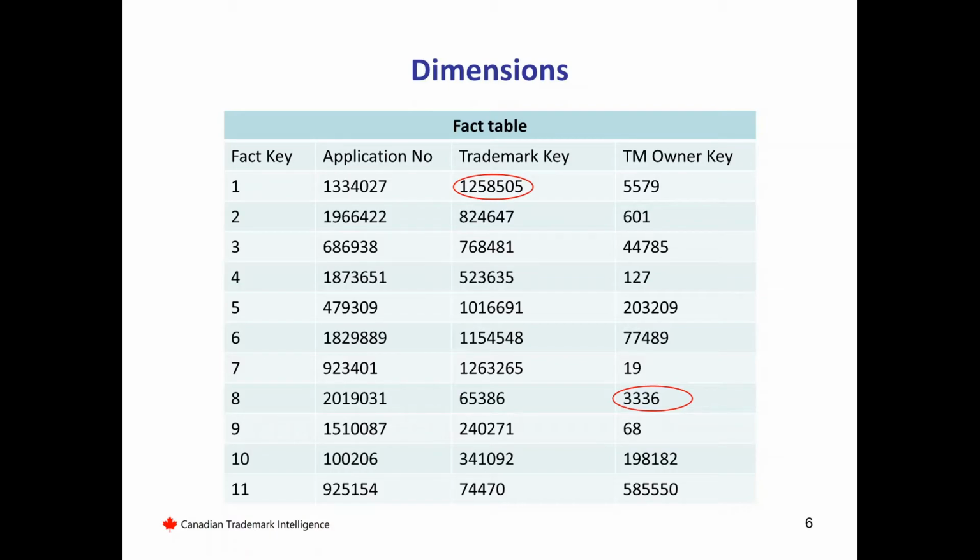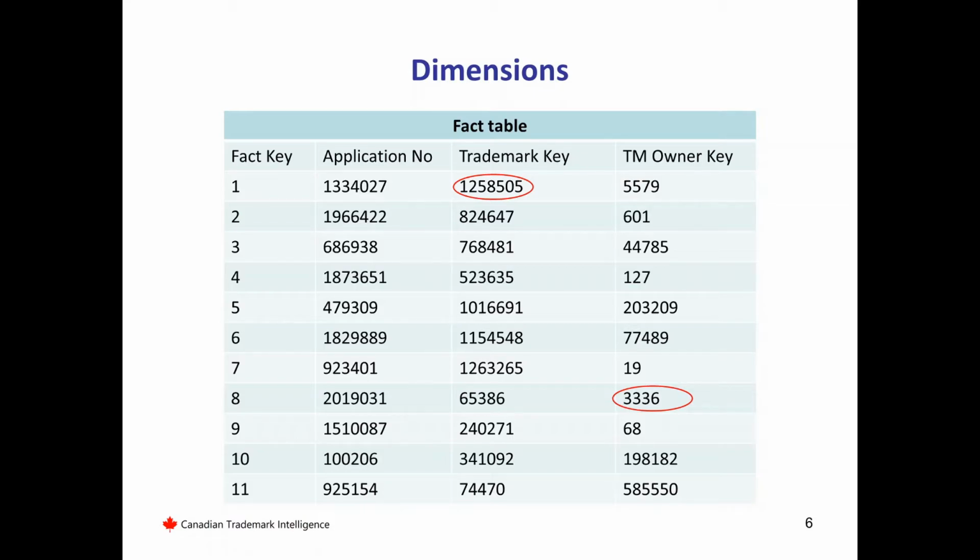Each entry in the trademark key column points to a correspondingly keyed entry in the trademark dimension table. So the first row in this fact table has trademark key value 1258505. You can think of that as a pointer to the trademark dimension table entry having the same key value, namely 1258505. In this way, we avoid storing the trademark itself in the fact table.